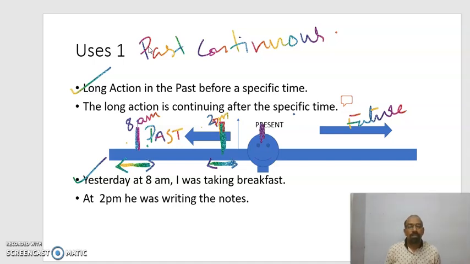So this is one use of past continuous. A long action is continuing after the specific time. Here the specific time of 8 and here the specific time of 2, and the action continued for a little time. So this is the first use.